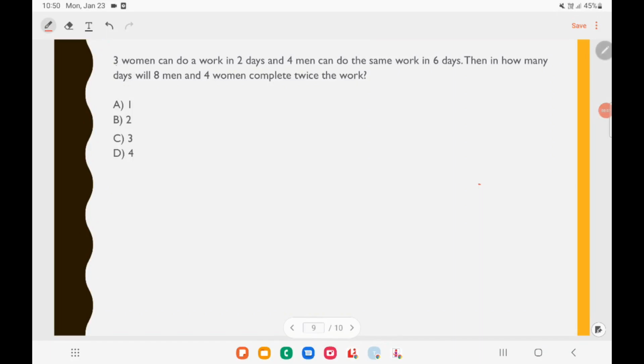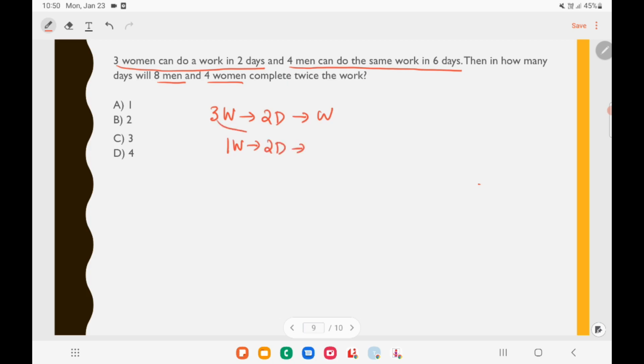3 women can do a work in 2 days. 4 men can do the same work in 6 days. Then in how many days will 8 men and 4 women complete the work? So here it is given that 3 women in 2 days will complete a work. That means 1 woman in 2 days will complete, you need to take this 3 here, W by 3 work. That means 1 woman in 1 day, then you need to take 2 also here. You will get 1 woman in 1 day will do W by 2 into 3, which is equal to W by 6 work.